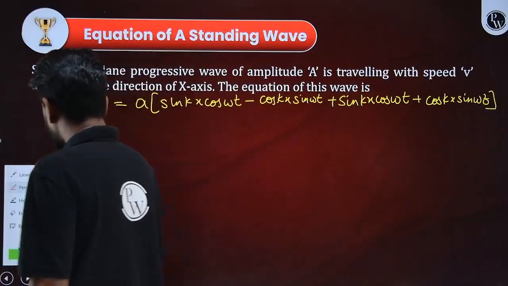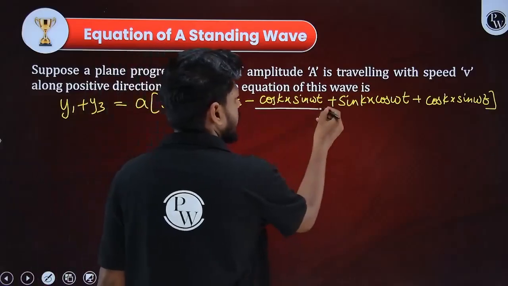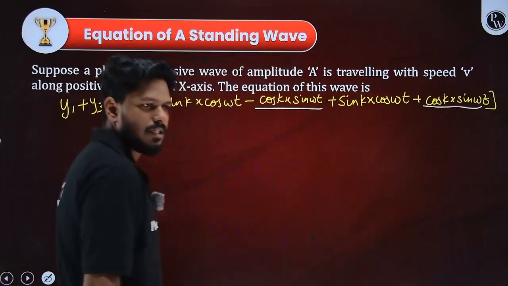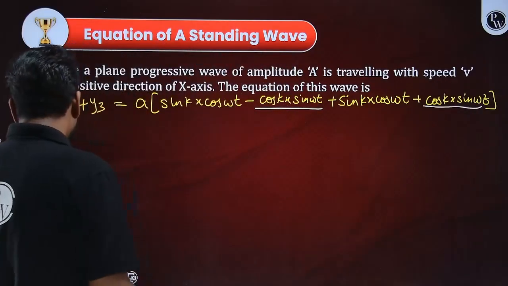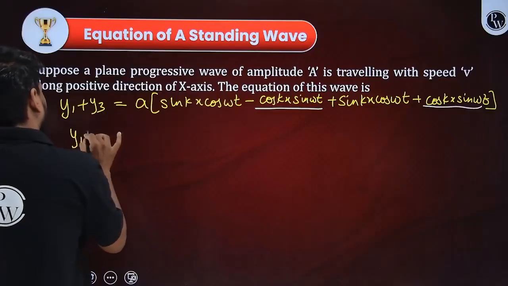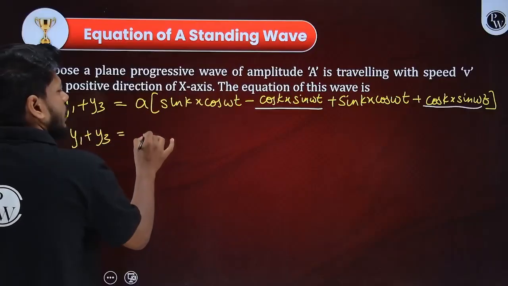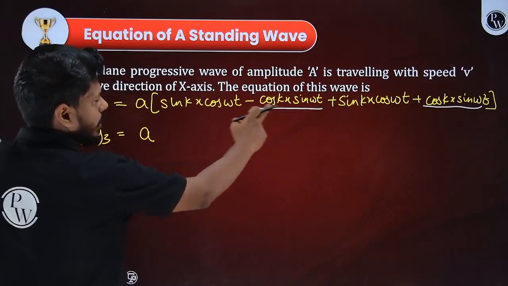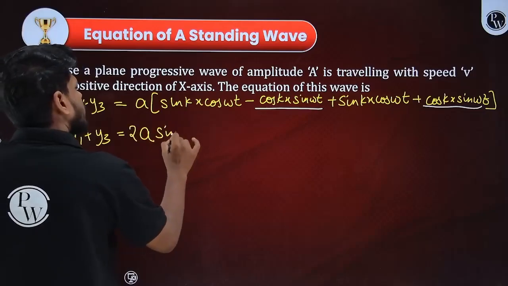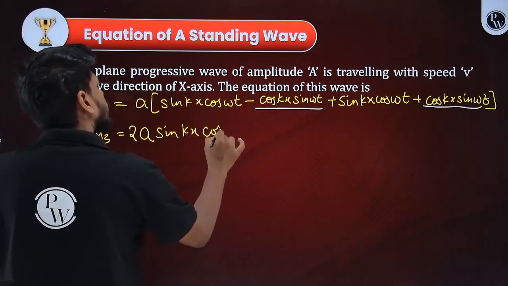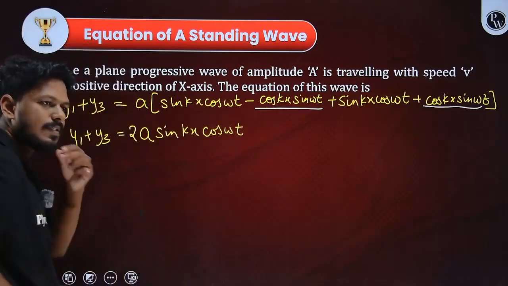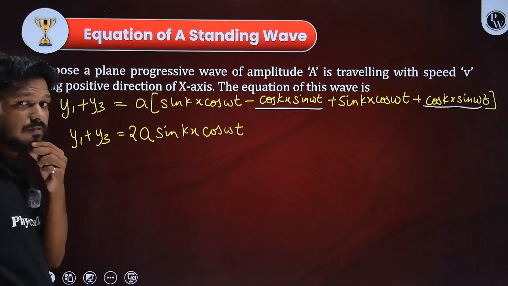so if you see this term and this term is going to get cancelled. So what will I get, sir? y1 plus y3, a, right? So actually 2a sine of kx cos of omega t. Any difficulty, sir? Sine of kx cos of omega t.